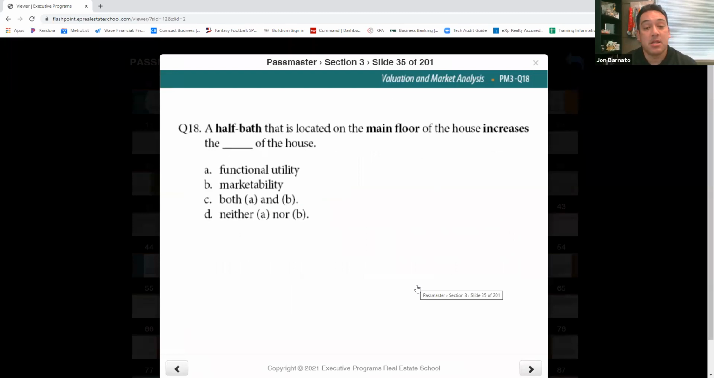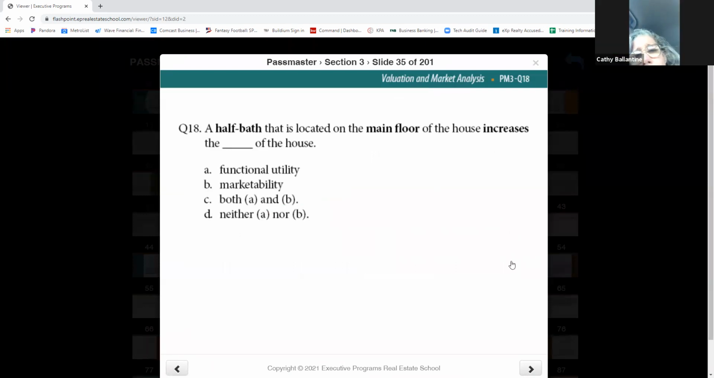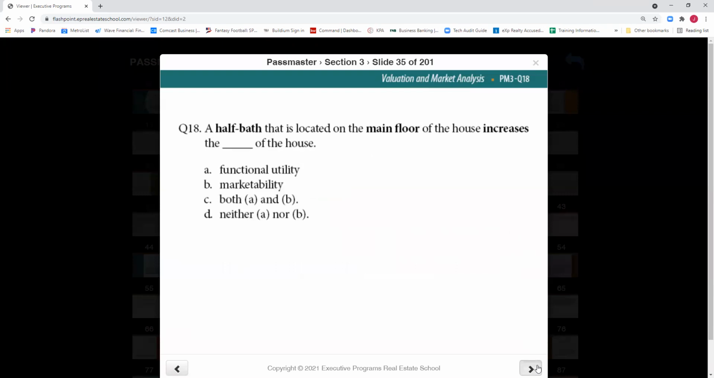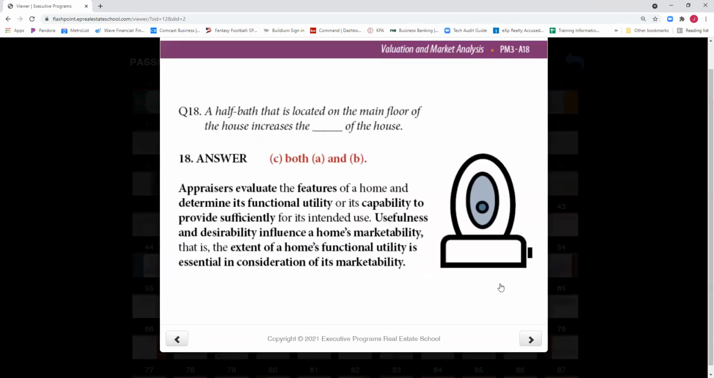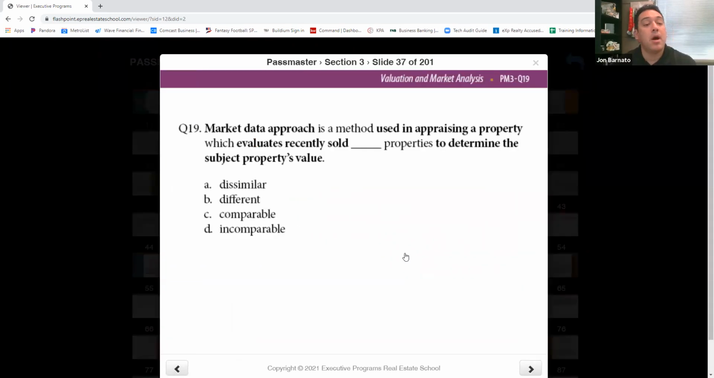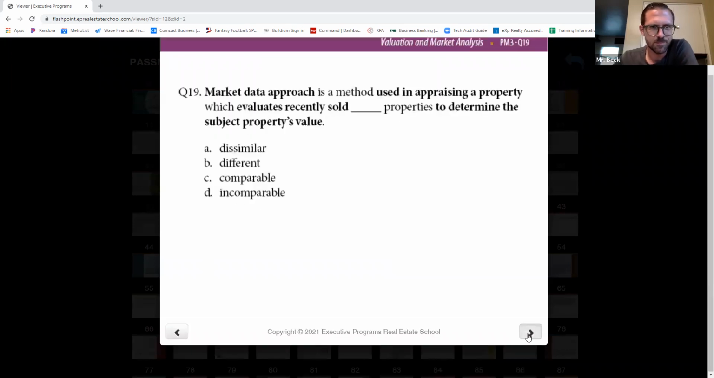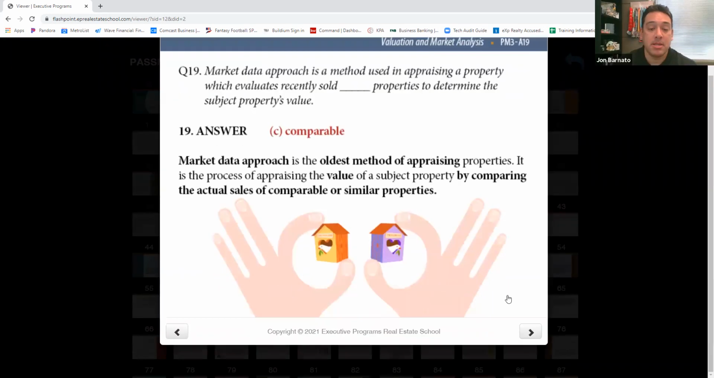A half bath that is located on the main floor of a house increases the blank of the house. I would say both A and D. C. C, correct. Market data approach is a method used in appraising a property which evaluates recently sold blank properties to determine the subject property's value. C, comparable. Comparable properties, yes.